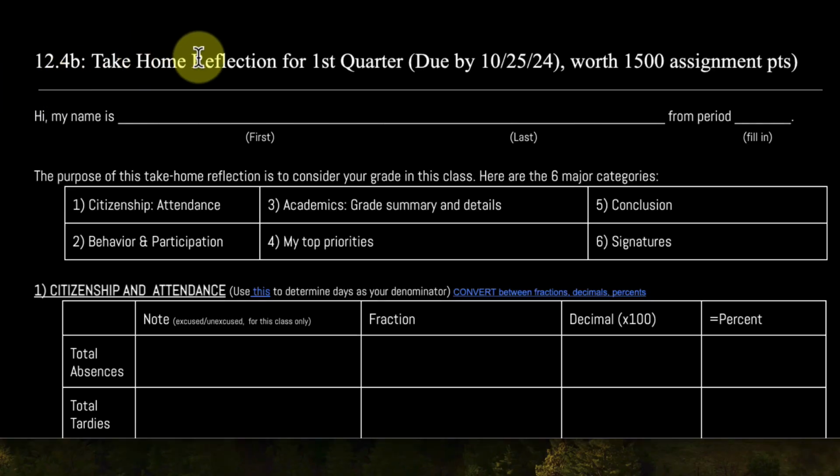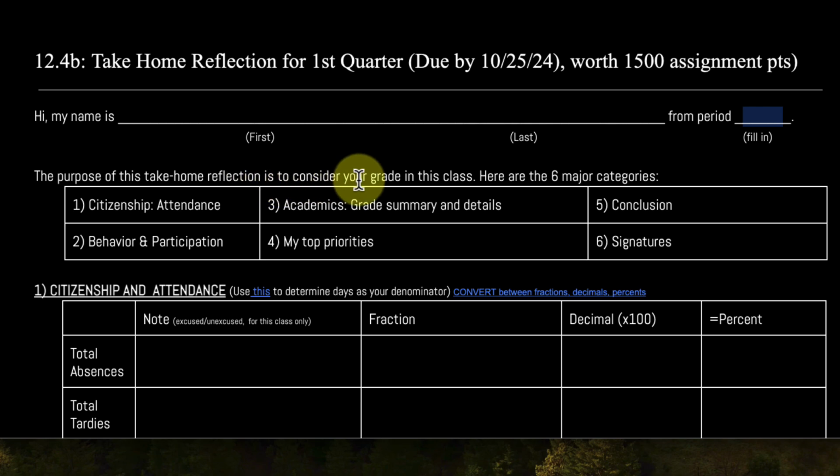Alright, let's go over the take-home reflection for first quarter. This is going to be due on October 25th, 2024, Friday, 3:33 p.m. It's worth 1,500 assignment points for integrated math 3, and I think I'll put this under the note section. So you're going to make a copy of this. You can type in your first name and then your last name and then your period.